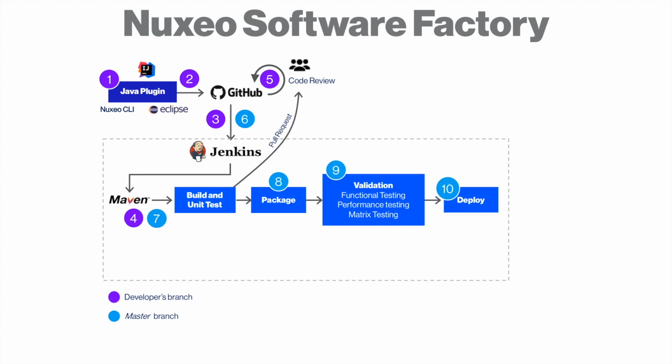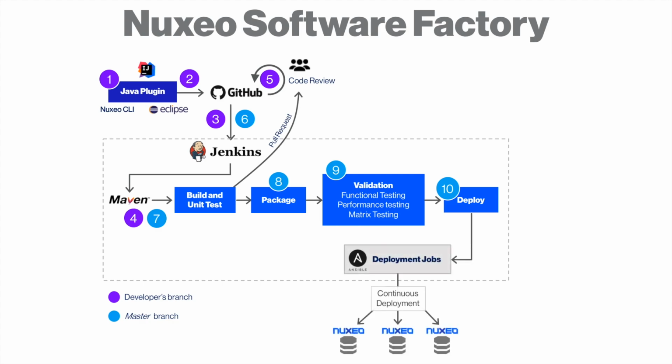We have 2 main automated deployments. One is our deployment job, which we deploy in our own test server. So we have some servers that are deployed for test or for performance and so on. They're automatically deployed in this server. We also deploy this plugin in the Nuxeo marketplace. And this is where our customers can also automatically get a new version of the plugin integrated in their own software factory.